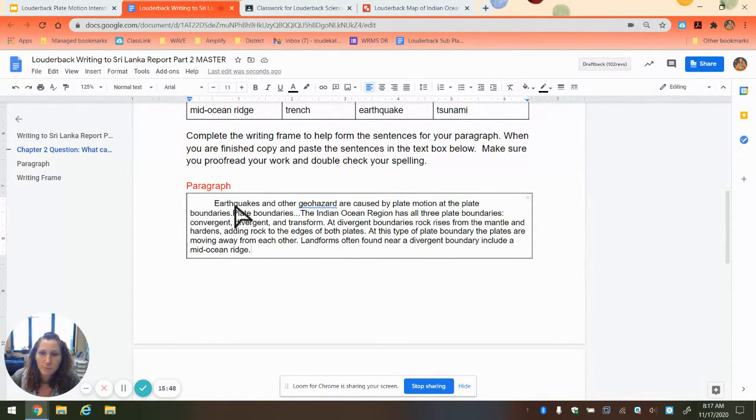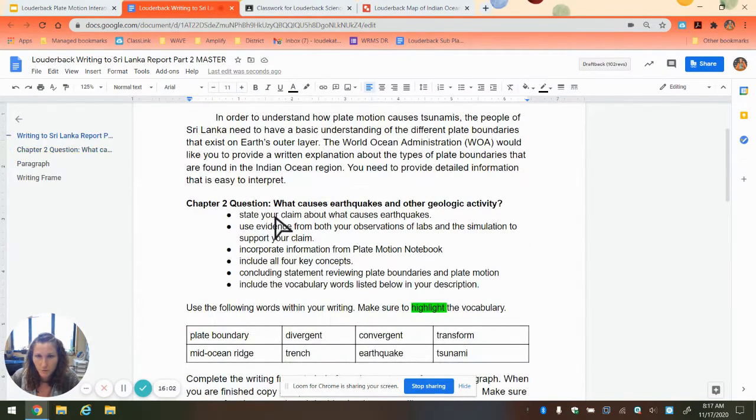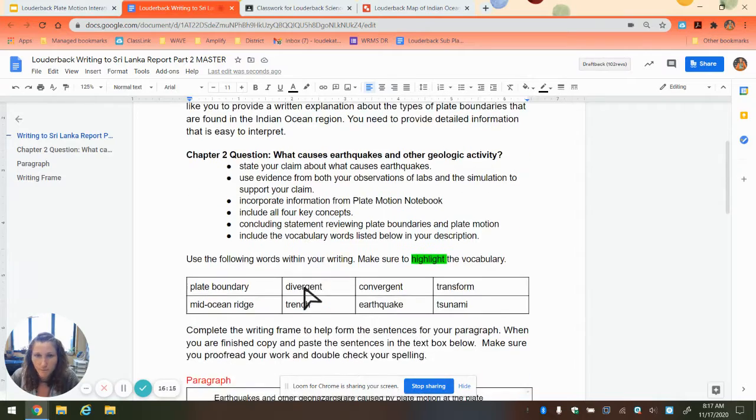Okay. Once you add your paragraph in, you need to proofread and edit. If there's a suggestion, or if there's something you wrote that is not correct, fix it. And then notice I'm not done. You always want to go back through here. Do I have my claim? Yes. Did I have evidence? Yes. Did I incorporate information from my notebook? Yes. All 4 key concepts? Yes. Concluding statement? Yes. Vocab? Oh, I need to go back through and do my vocab.